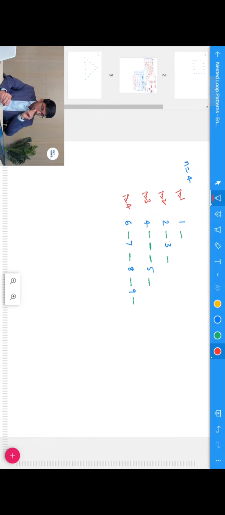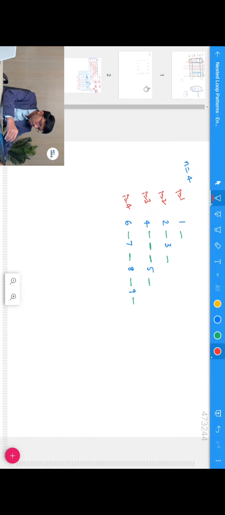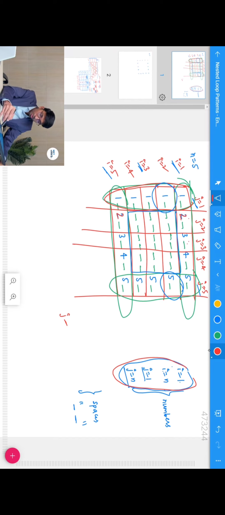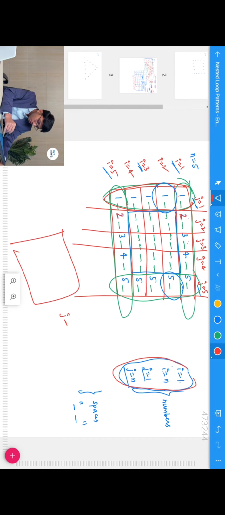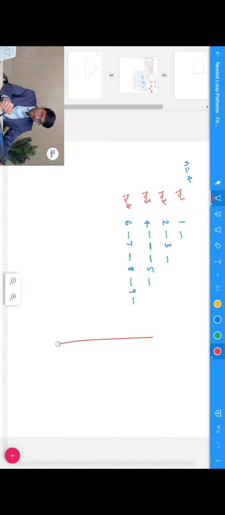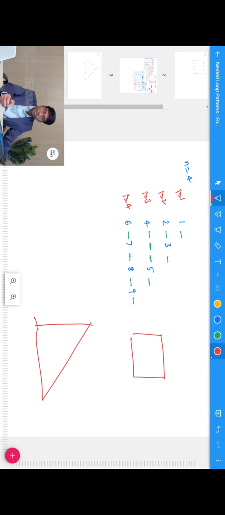Next, similar logic as the square pattern question, but here instead of a hollow square, we have a hollow triangle. In the first question we had a hollow square, now we have a hollow triangle. In the first question, whenever we are on the borders, we print numbers. Rest of the time we print spaces. Here also, whenever we are on the borders, we print numbers, and the rest of the time we print spaces.